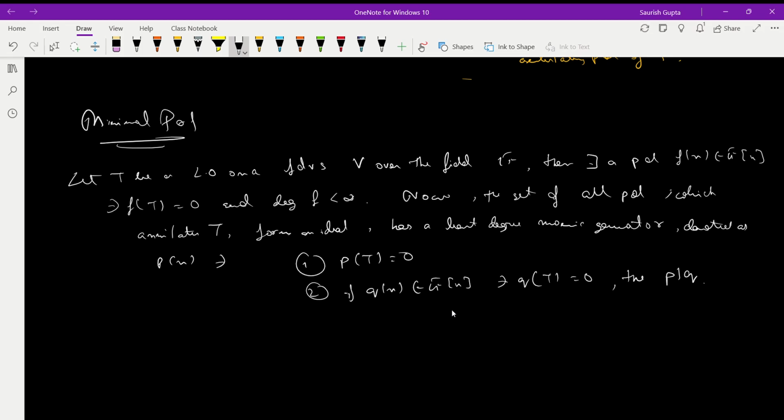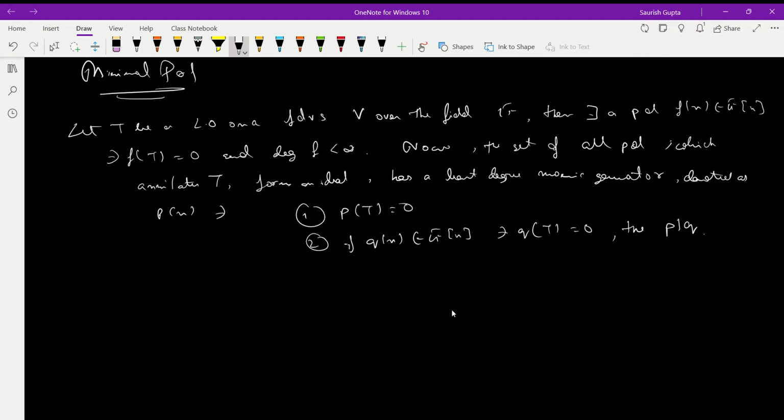and obviously which satisfies these conditions: number one, p of T is 0, and number two, if some q(x) in F[x] is such that q(T) is equal to 0, then p must divide q. And this is quite evident from the fact that if q annihilates T, then q must be an element of the set of all annihilating polynomials of T. If it is inside the set of all polynomials which annihilate T, then it must be a multiple of the polynomial p, because p generates that ideal, right? So this is quite evident from here. Got it?